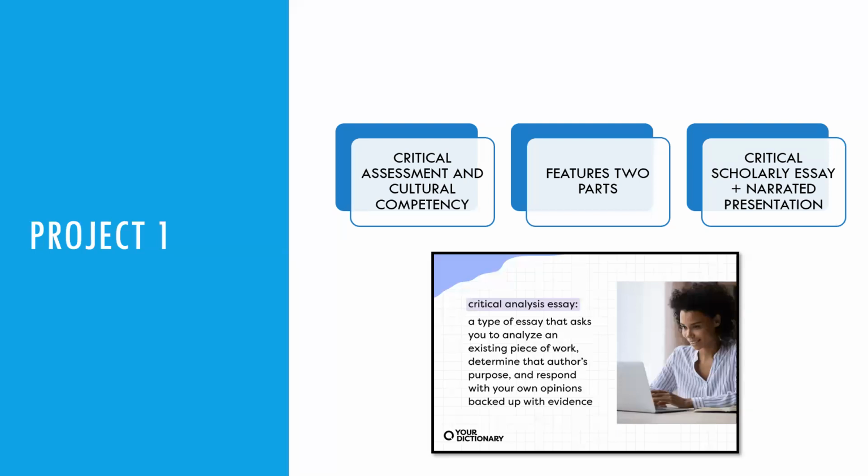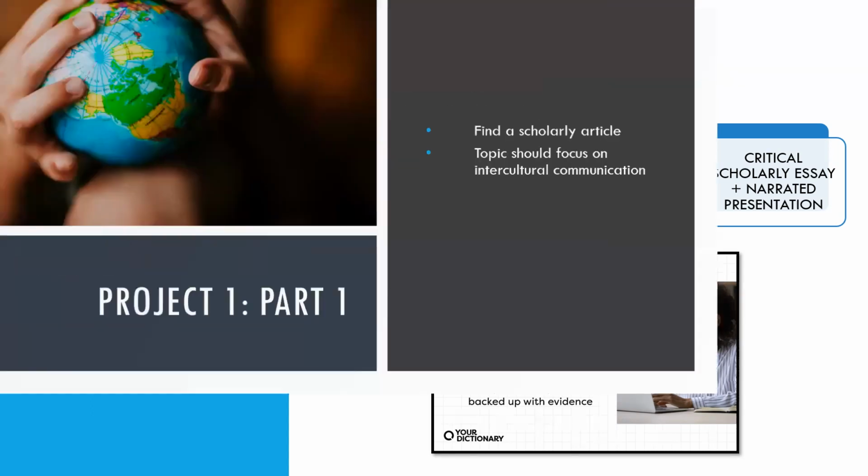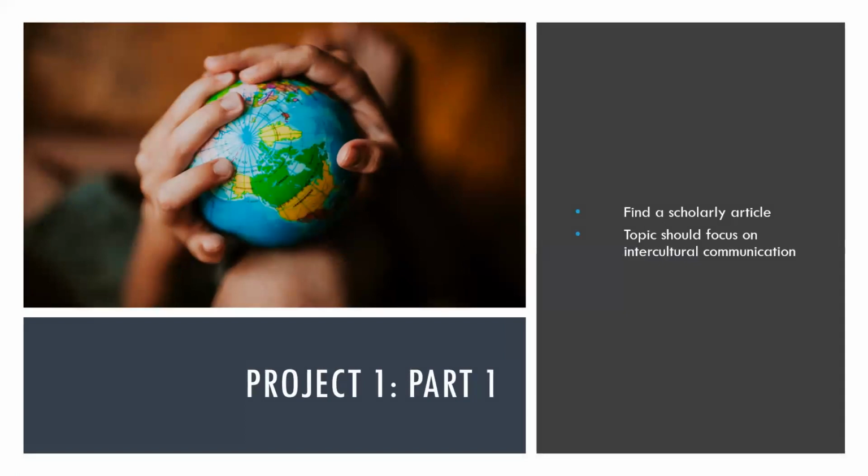So the last assignment is the first major project due for the course, and it's called Project 1. The purpose of this project is to engage with scholarly sources while also increasing your own cultural competency. The assignment has two parts, and let's review the first part. That first part of the assignment is about finding a source from a peer-reviewed scholarly article. Use the Joyce Online Library and search for an article focusing on intercultural communication.